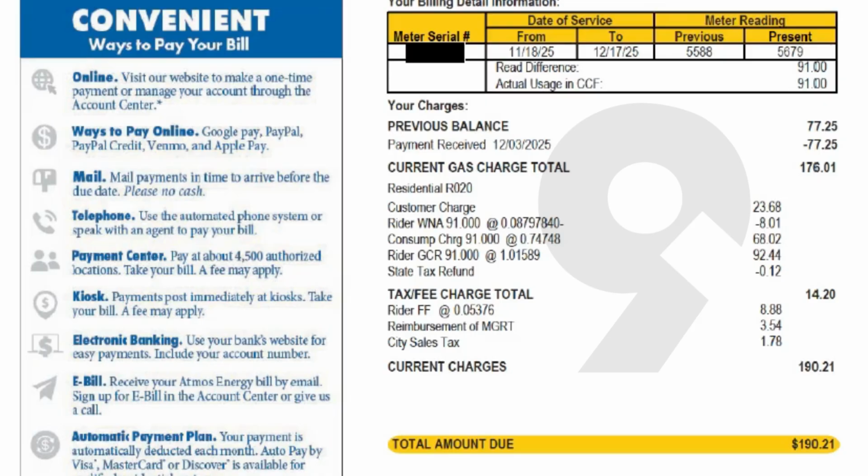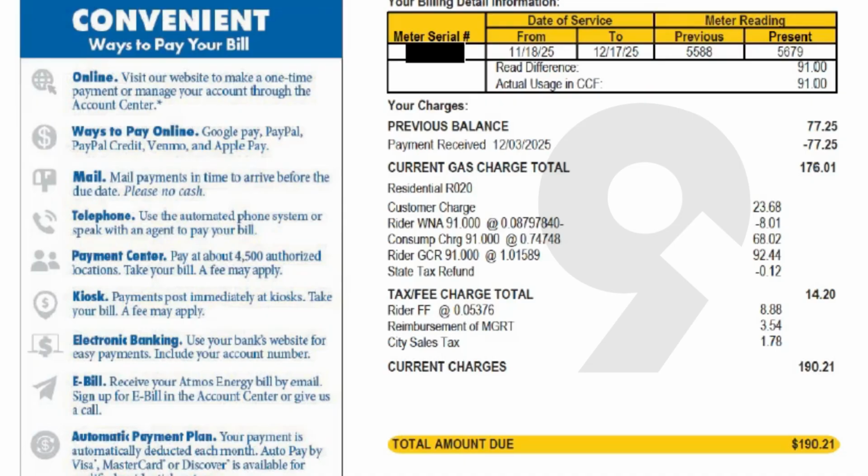Now, taxes, fees, rider FF, the franchise fee. Okay. This does not go to Atmos. $8.88 doesn't go to Atmos. This goes directly to the city. It's essentially rent for running gas lines under public land. The reimbursement of MGRT, $3.54. Some municipalities tax gas utilities directly. Utilities are allowed to recover that cost from consumers. Again, pass through, not profit. And of course, city sales tax, standard local tax on utility service.